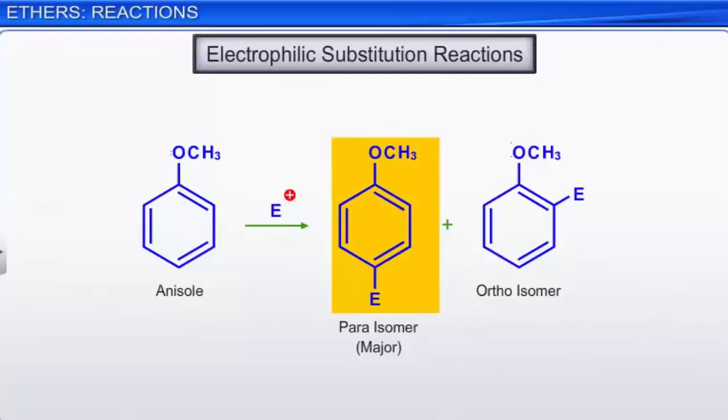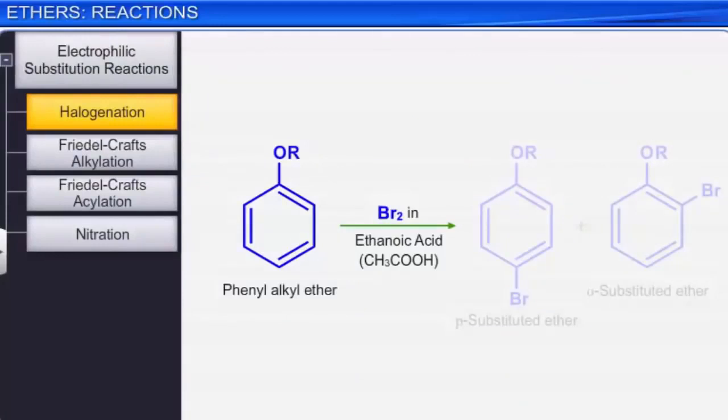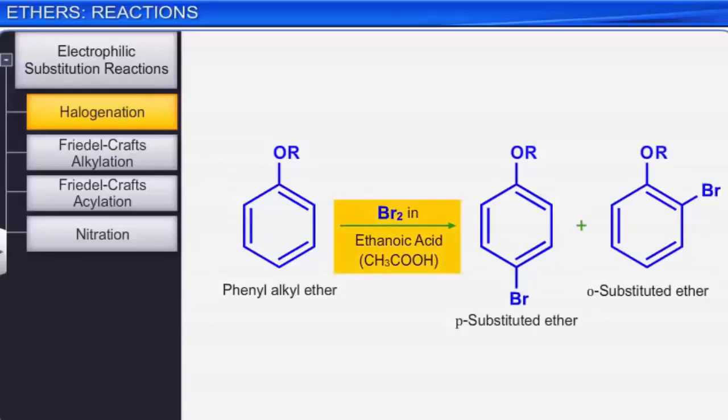The halogenation of phenyl alkyl ethers occurs at the para position by using bromine in ethanoic acid. No Lewis acid catalyst is required because of the presence of the ring-activating alkoxy group.